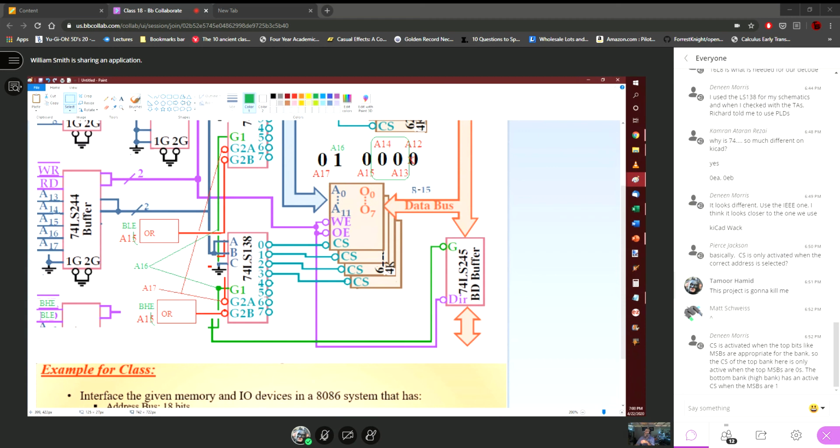Now, I'm not 100% sure this is going to work with the BHE. I was doing a little hand waving there, but I'm pretty sure BHE is going to be active for any access. And so typically you're going to enable both banks. Yeah, okay. So how is this all going to work with 16 bits out?